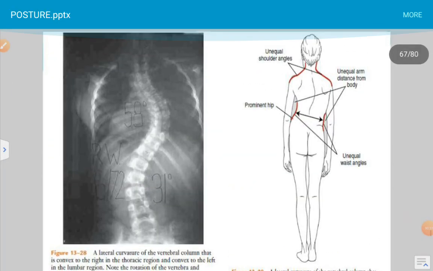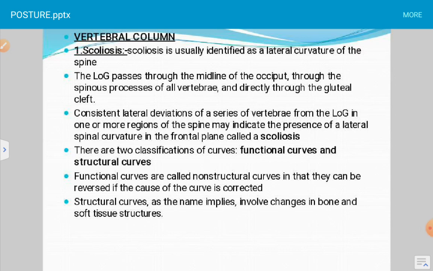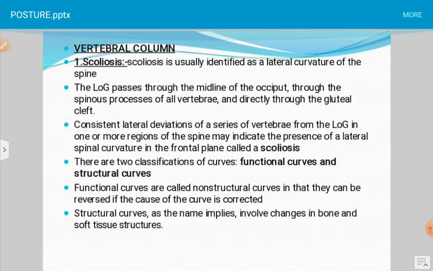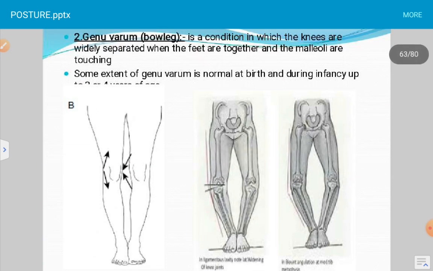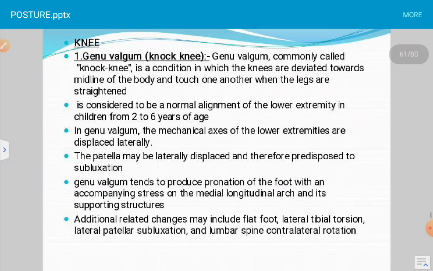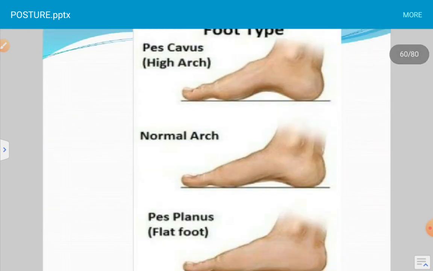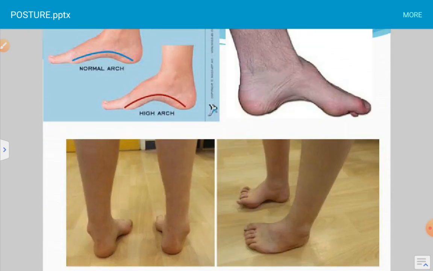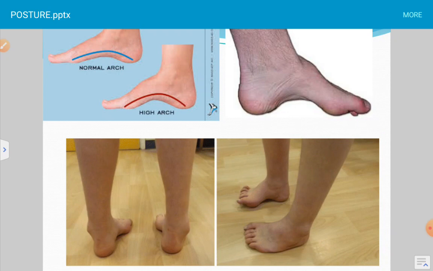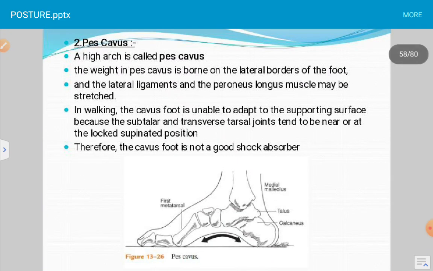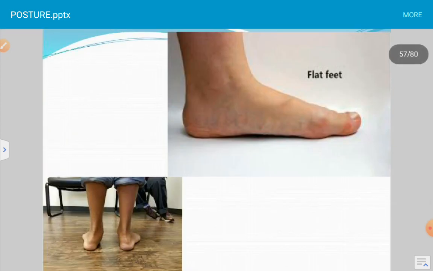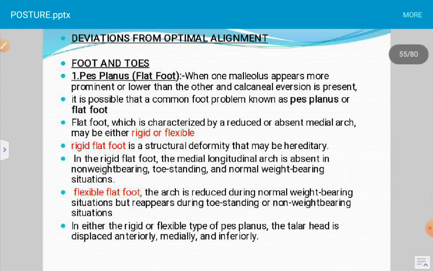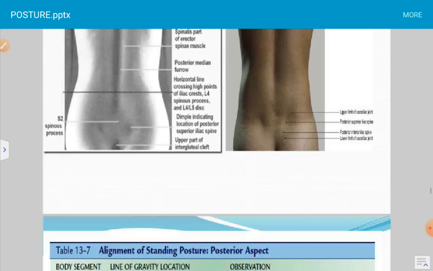Okay, here we completed the optimal posture analysis in anterior and posterior view, then the deviation from the optimal anterior and posterior view. Okay, we completed the foot and toes, pes planus and pes cavus, genu valgum, genu recurvatum, then the scoliosis. Okay, hope everybody got it clearly.